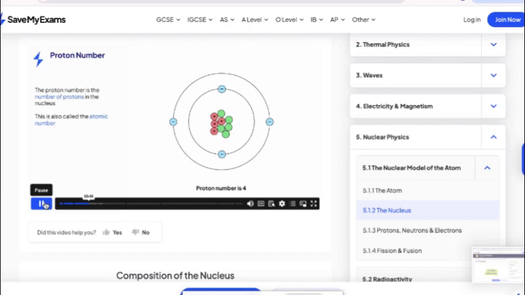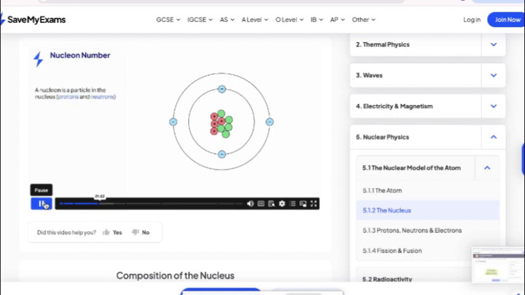Because protons have a charge of 1, the proton number also tells us the charge on the nucleus. Looking at this barium nucleus, the nucleus has a charge of 4, which is also the proton number. Okay, nucleon number, another friendly one.